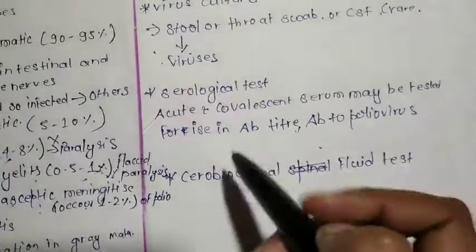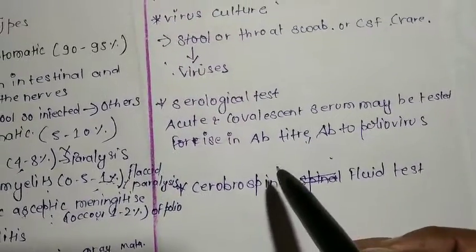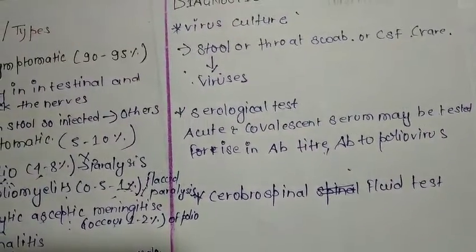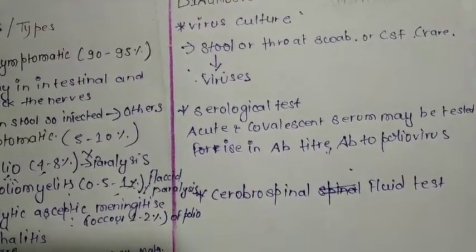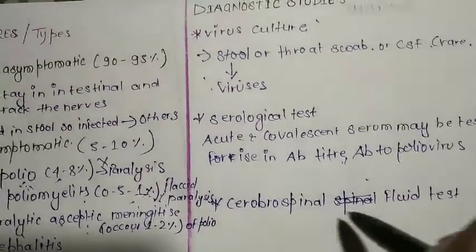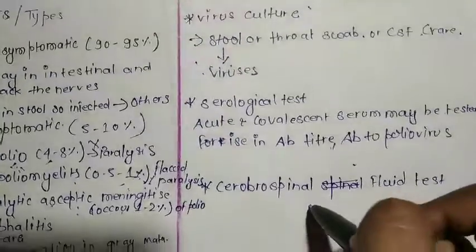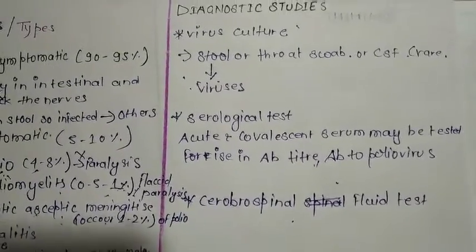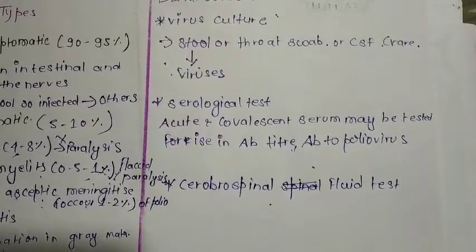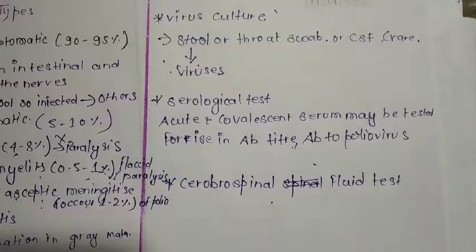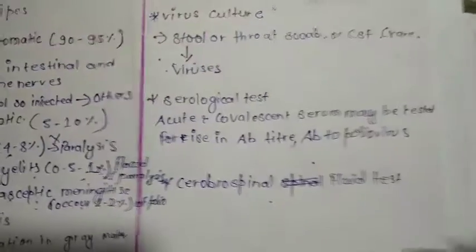In this, infections with the polio virus may cause an increased number of WBC and a mildly elevated protein level in the CSF. So there is a collection of cerebrospinal fluid to see the increased number of WBC or a mildly elevated protein level in the CSF.